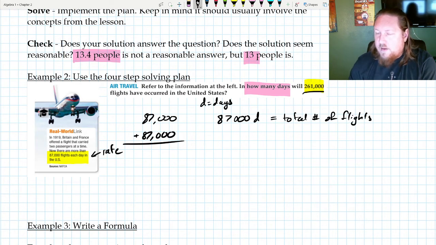So 87,000 times D. If I wanted 2 days, I'd plug a 2 in for D. If I wanted 3 days, I'd plug in 3. For 100 days, I'd plug in 100 for D. And it would tell me the total number of flights that have occurred in the United States. So the thing is, do I actually have a total number that is my target? I do.